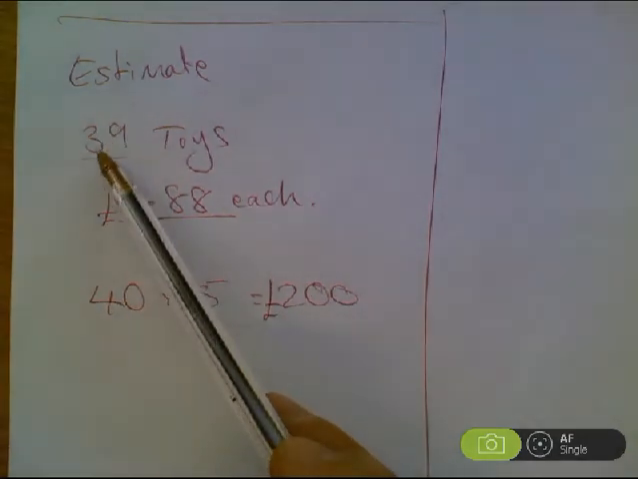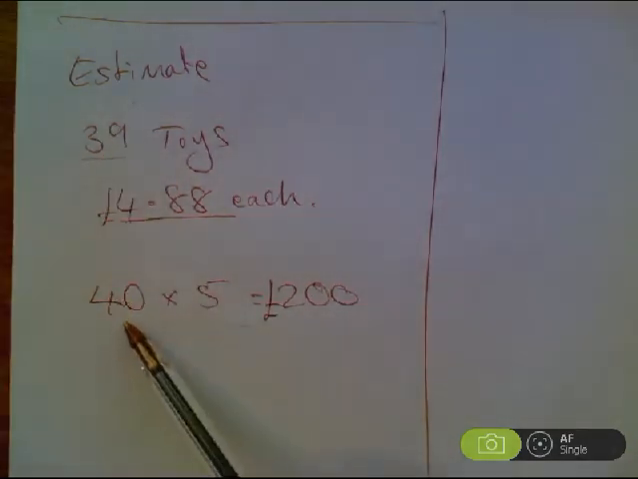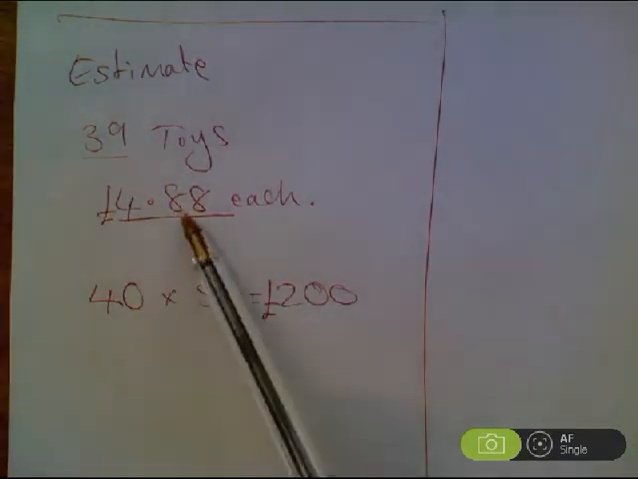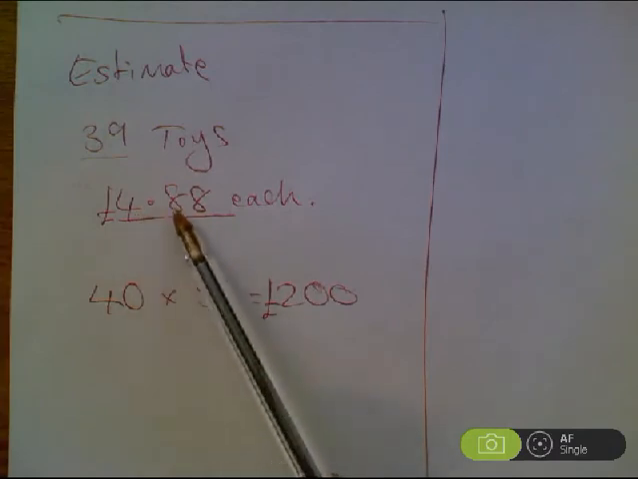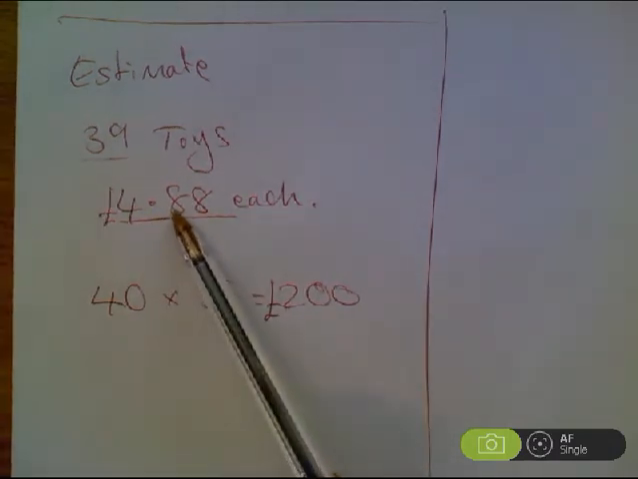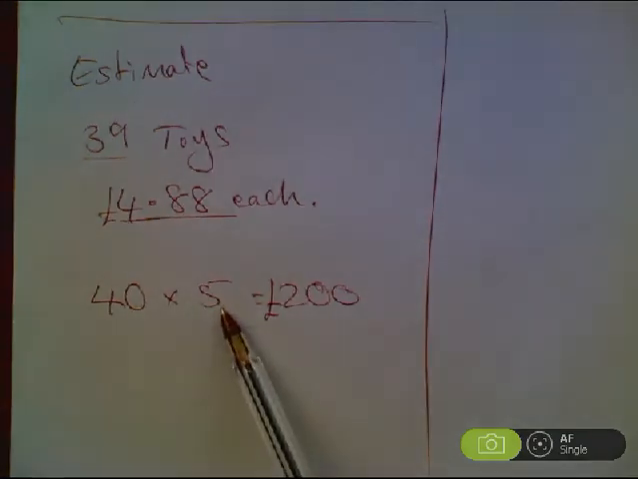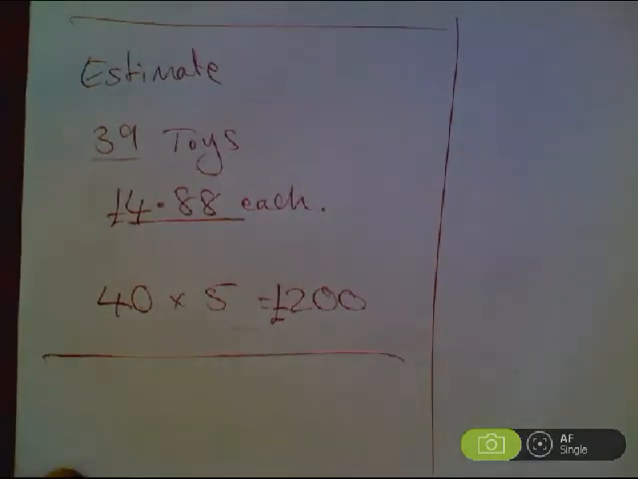So 39 is not an easy number to multiply, 40 is very close to 39 and is very easy to multiply. £4.88 is not very easy to multiply, £4.80 or £4.90 is not very easy to multiply, but £5 is, and that's nearly £5, so I use £5. So that's estimation.